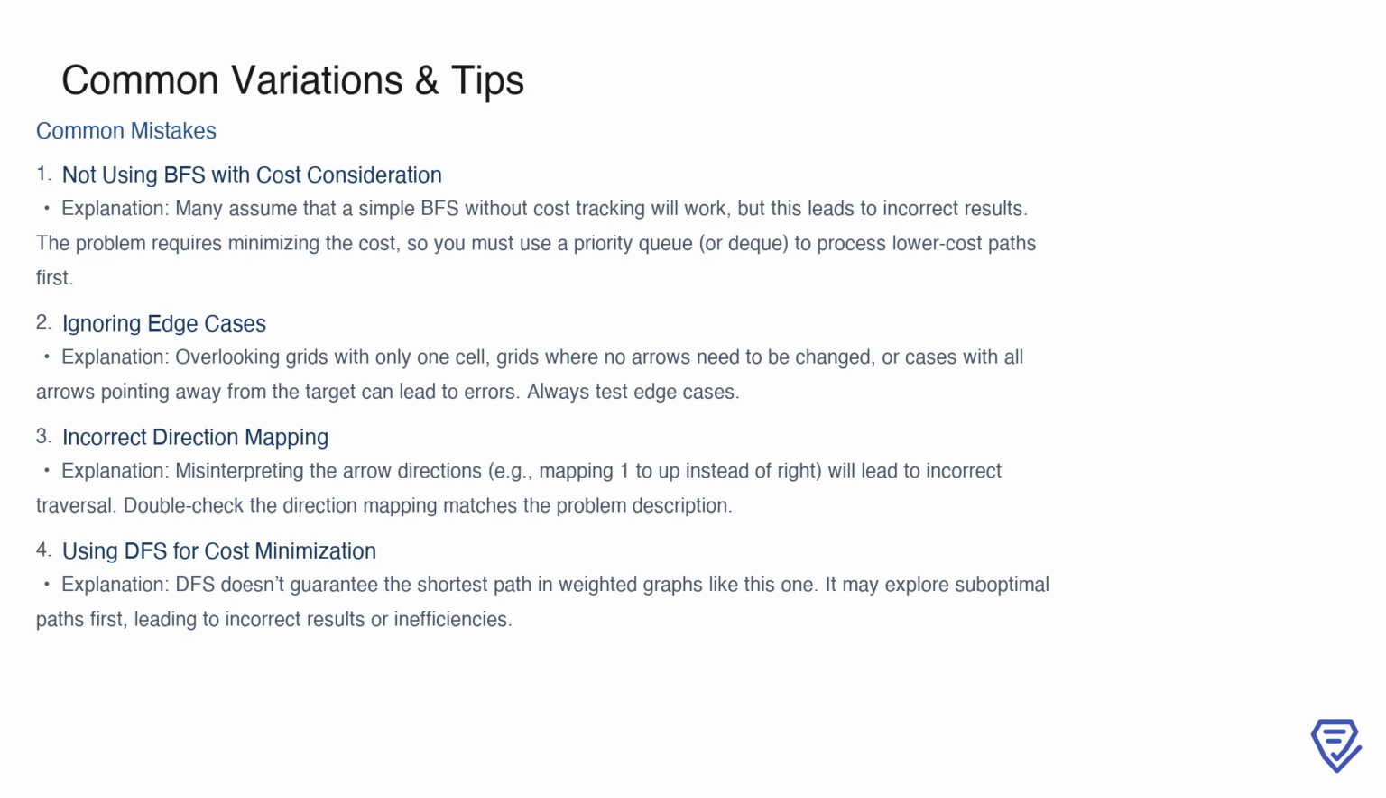Next, it's easy to overlook edge cases. For example, grids with only one cell, scenarios where no arrows need to be changed, or cases where all arrows point away from the target can lead to bugs if not properly tested.